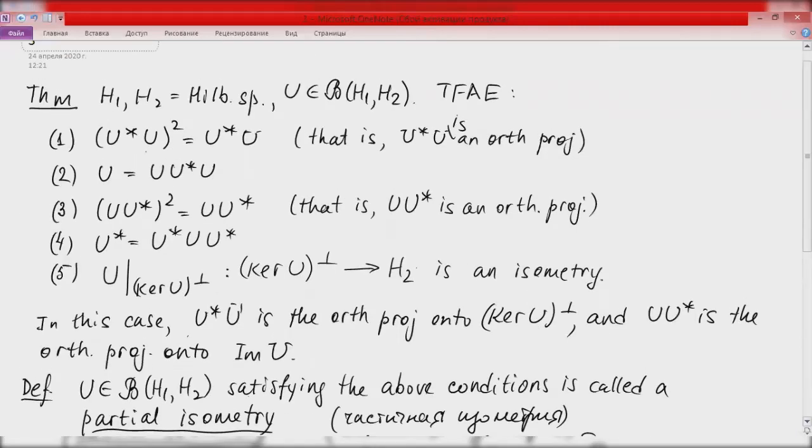So condition 1 implies that if U is an isometry, then U star U is the identity map, so condition 1 is satisfied. And if U is a coisometry, for the same reason, condition 3 is satisfied. And finally, if U is an orthogonal projection, then U star equals U squared, and so condition 1, and all these conditions are also satisfied.